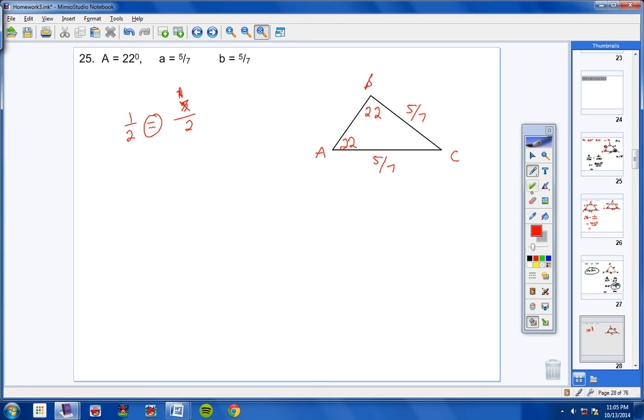Now, we need to see if we have another triangle. Okay, that might happen. So here we go. Let's draw another triangle over here. Let's quickly label it A, B, C, 22, 5/7, 5/7.